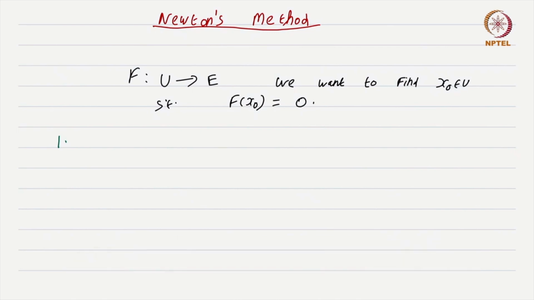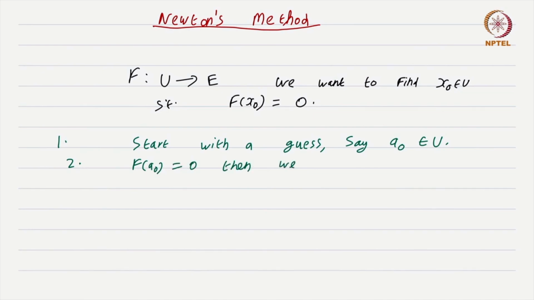So here is the abstract Newton's method for solving this problem of finding a point x naught such that f of x naught is 0. Start with a guess, say a naught. Okay. So step 2 is, if f of a naught is equal to 0, then we are done. Okay, but this is not going to happen in the real world. No one is that lucky.